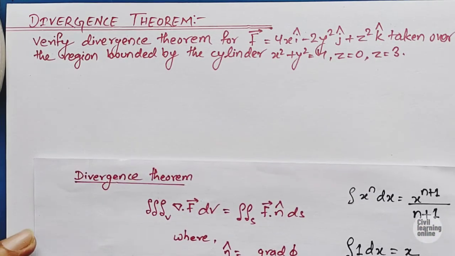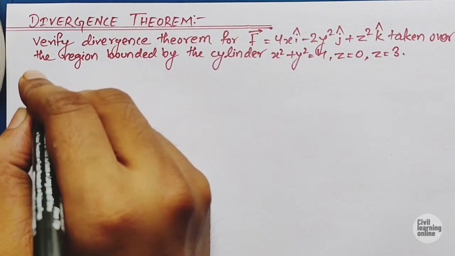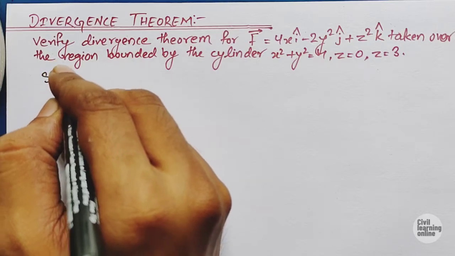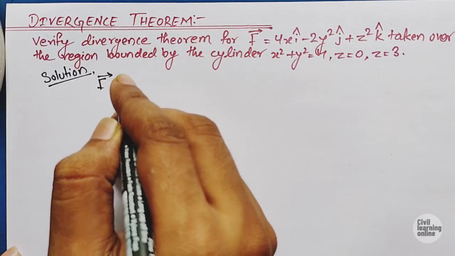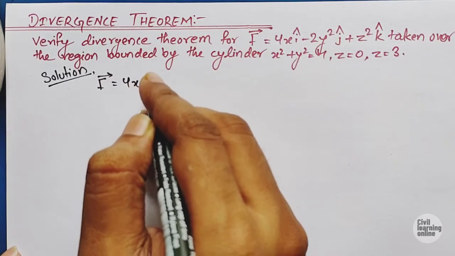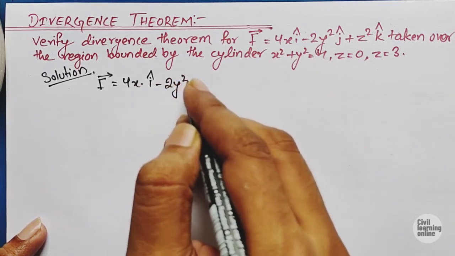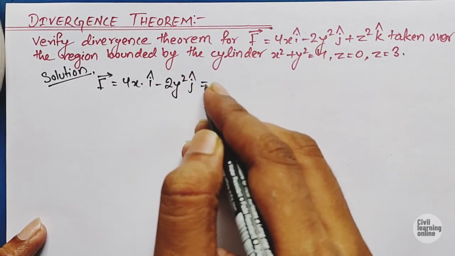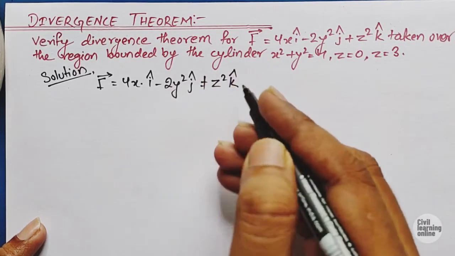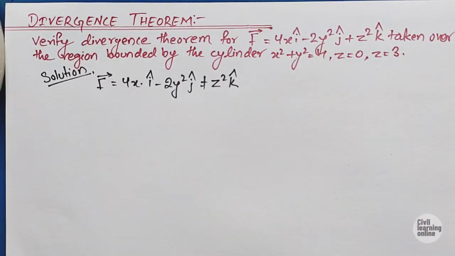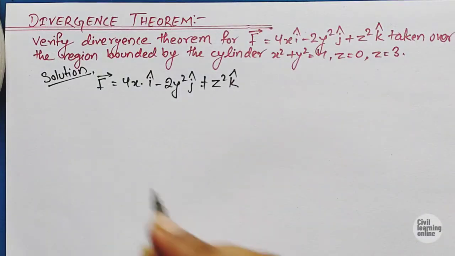Now let us move toward the solution of this numerical, and for that let us proceed by writing the solution. We have f vector equals 4x multiplied by i cap, the unit vector along the x-axis, minus 2y square j cap, the unit vector along the y-axis, plus z square k cap. Now as per the theorem, first of all we need to find the divergence of vector f. So how can we find it?